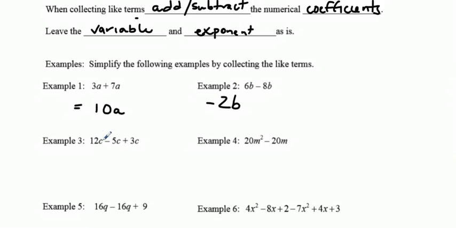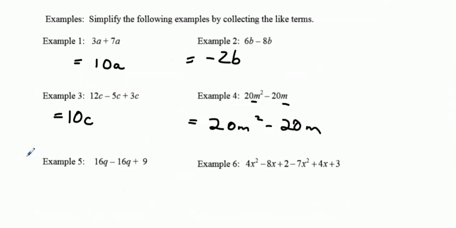All right, 12c minus 5c plus 3c. Well, that's 7c plus 3c. That's 10c altogether. 20m squared minus 20m. Okay, this one is a trick. Don't be fooled by it. There are no like terms. So this cannot be simplified. Fully simplified, you would just leave it, because it cannot be any more simplified. So be careful. The exponents have to be the same, not just the letters.